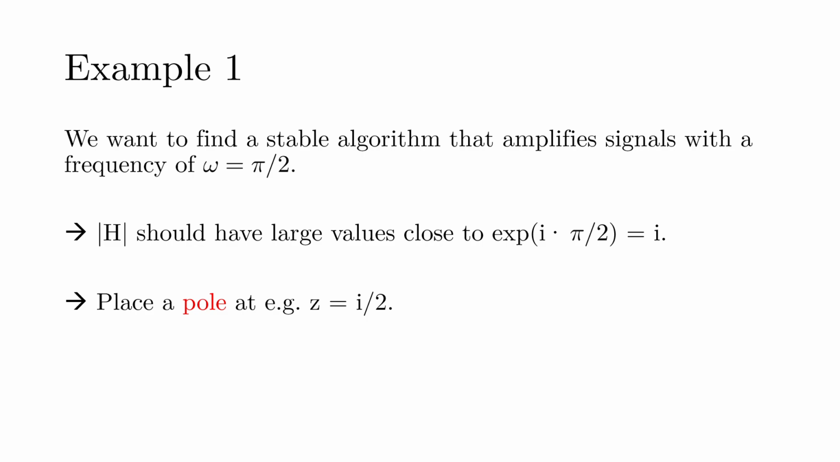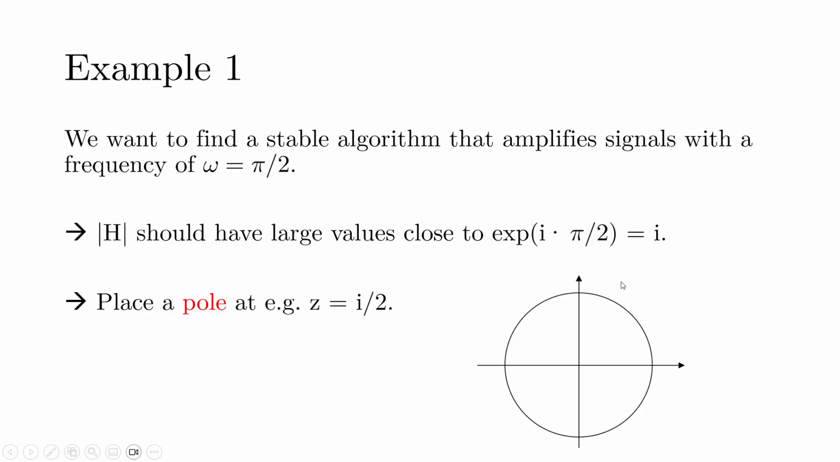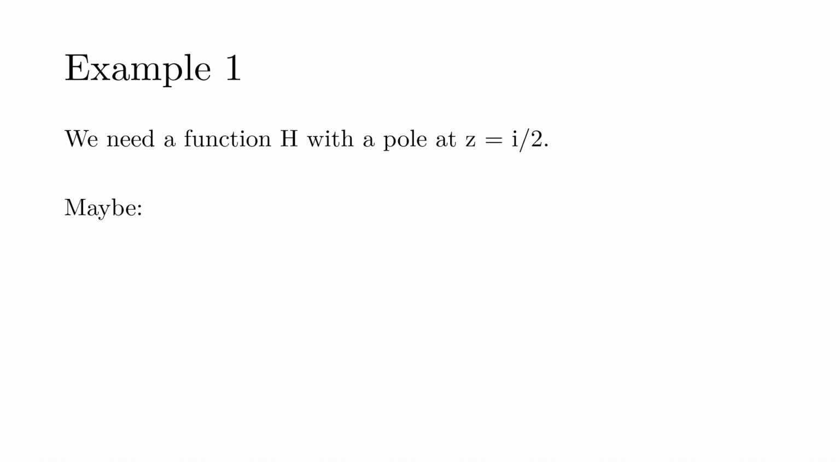So i over 2 is one possibility. I could also use 0.999i, right? So if that's my complex unit circle, there is i, then in that case I chose my pole to be at i over 2. That is basically a random choice. So I could also go with 0.8i or something else. So I want a transfer function H with a pole at i over 2, and the most basic I could think of is this. So this definitely has a pole at i over 2 because the denominator is 0 at i over 2. The only problem is, it's not really a problem, but if I used this transfer function to get my algorithm, then my algorithm would contain complex coefficients, which might be a problem.